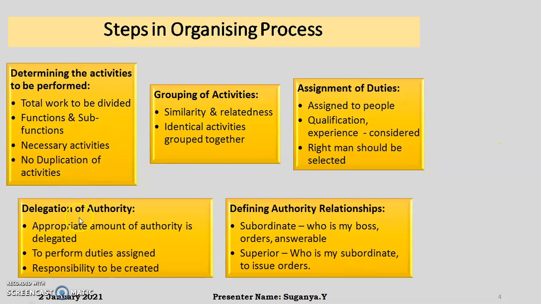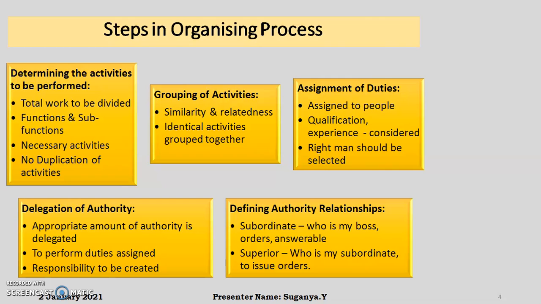The fourth step in the organizing process is delegation of authority. Delegation of authority means I am going to give some powers to all those 4 identified leaders so that they can start doing their job without disturbing me. So an appropriate amount of authority is delegated. Suppose, for example, I had identified 4 leaders.